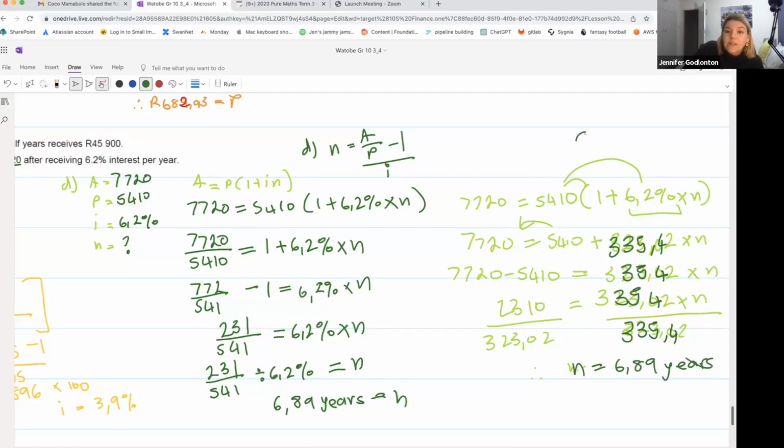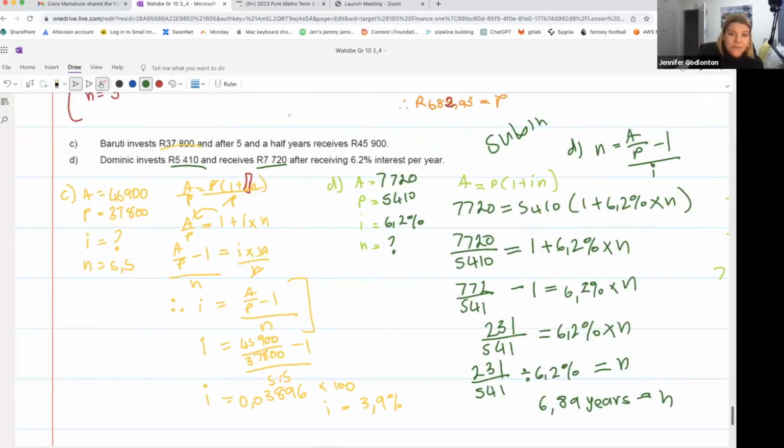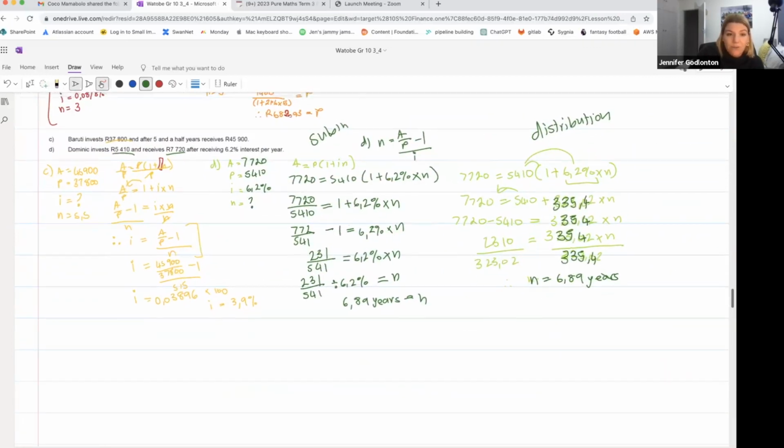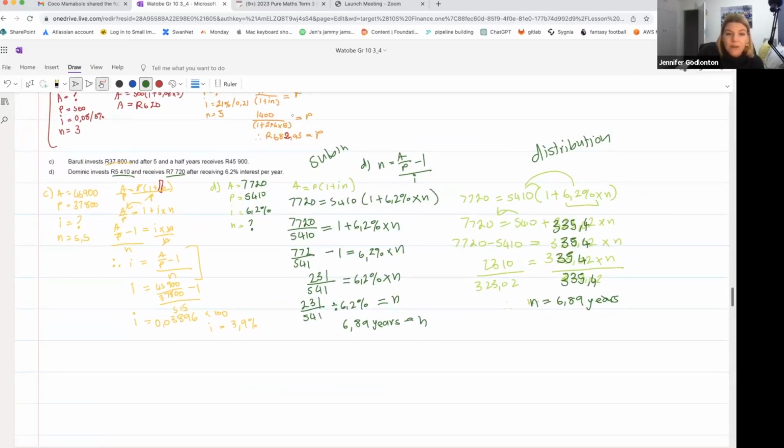Okay, so this is if we use the distribution method. This is if we're just subbing in values and then we move them around. And then the left side is if we rearrange our formula before we get going.